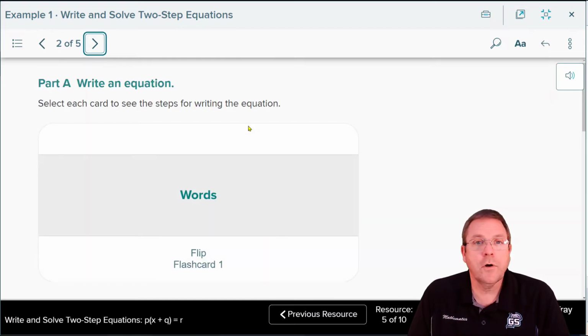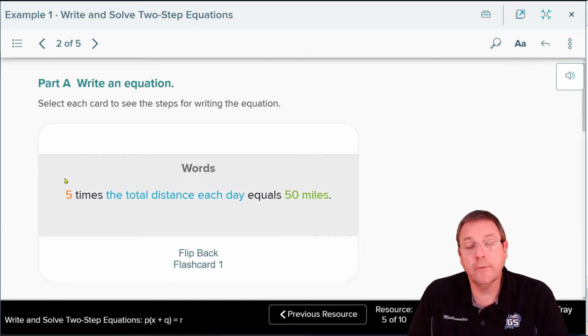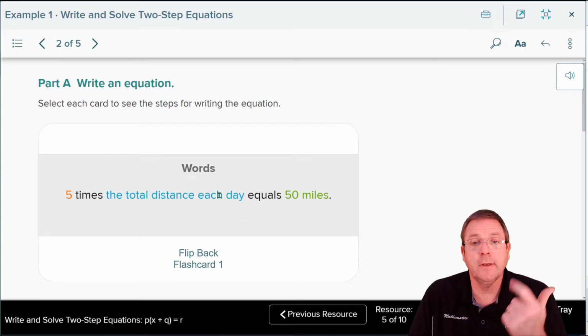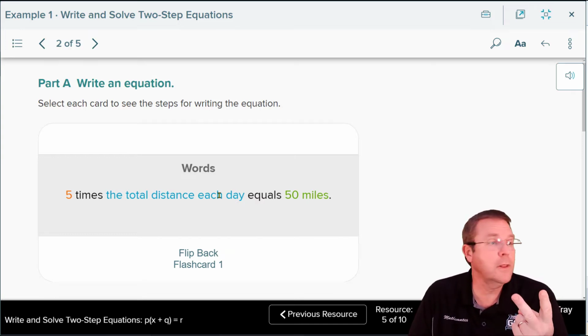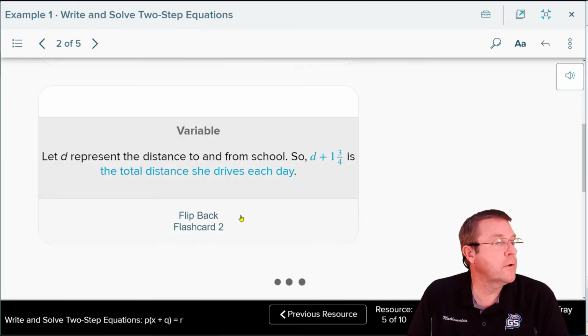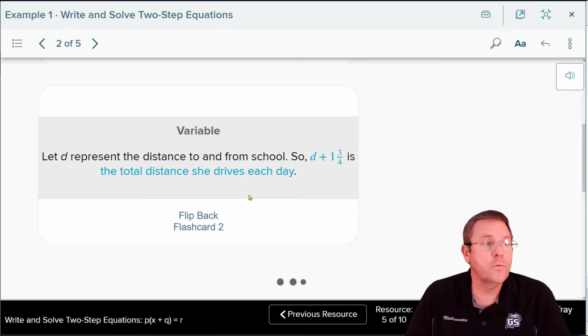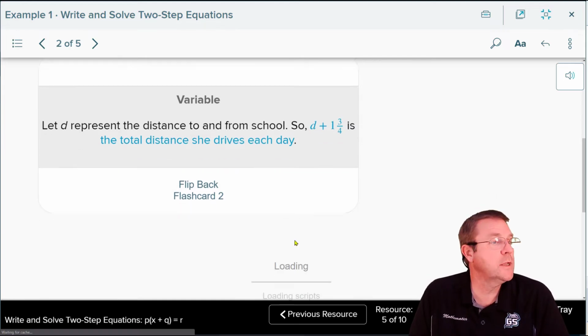So we're going to select our cards to figure out how we're going to do this. First off, in words, we know that 5, because it's 5 days, times the total distance of each day, that means the distance to school and the distance to the library, equals 50 miles for the entire week. We also know we're going to have a variable, so they let D equal the distance to school, and we already know that the distance to the library is 1 3/4 miles, so D plus 1 3/4 is going to be the total distance for each day.